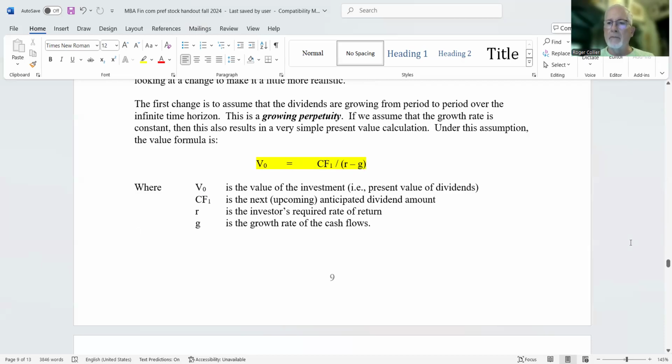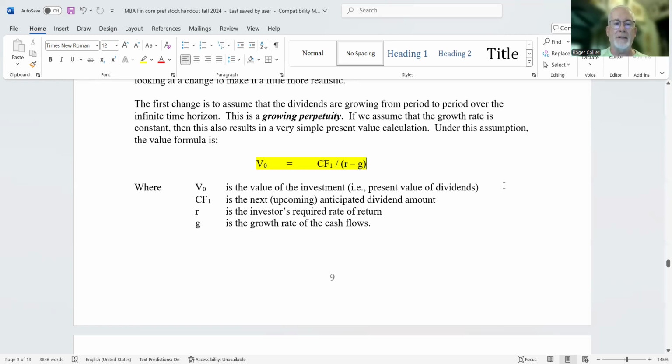Now, if you remember back when we were first learning about growing perpetuities, I gave you this image, this example of my sisters and me at the top of the up escalator trying to work our way down. And the reason we made it to the bottom of the escalator is because we were walking down faster than it was going up. Same idea here. In order for the calculus to work, we have to be discounting it using the required rate of return faster than the dividends are growing at the growth rate.